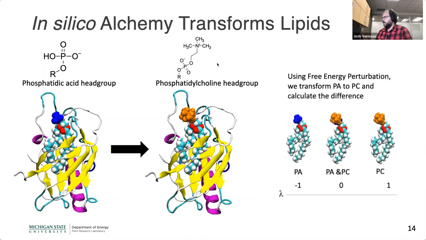So you're adding in this whole extra choline head group that I'm hopefully highlighting here in the middle. And again, the technical term for this is a free energy perturbation technique. So we're going to be transforming PA to PC and then calculating the difference in free energy as we change this fictitious lambda value from -1 to 1.